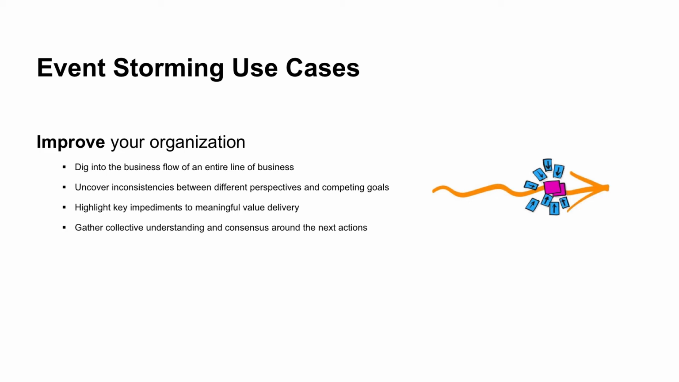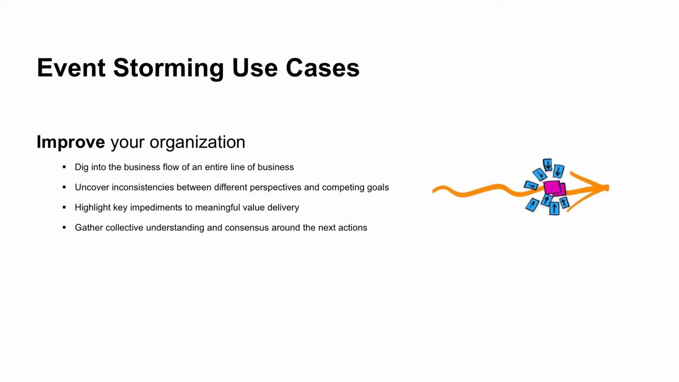You can uncover a lot of inconsistencies and competing goals and other perspectives that you might not have realized. And also you can highlight the key impediments to value creation and value delivery, which is very good for optimization. So as you can see, the event storming process will help you build this narrative and also focus your efforts on where you can make the most difference. So that's one of the points, the effectivization of a current or existing process or system flow.